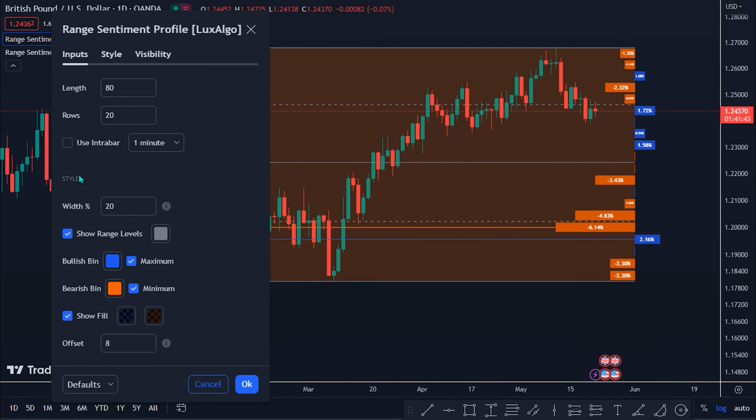Next is the style section. The width is the bin width percentage. This is used to determine the length of the profile bin as a percentage of the length setting. A blue range background indicates a majority of bullish variations within each area, while an orange background indicates a majority of bearish variations within each area. Users can easily identify the areas with the most bullish-bearish price variations by looking at the bullish-bearish maximums.